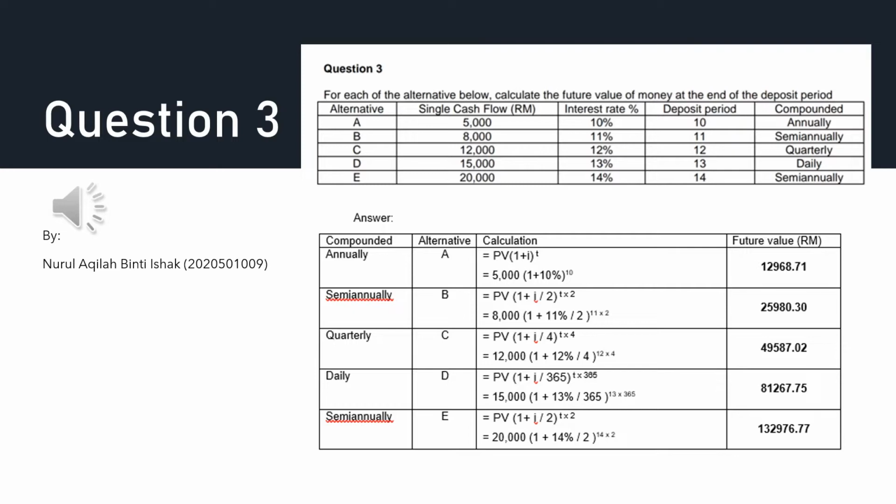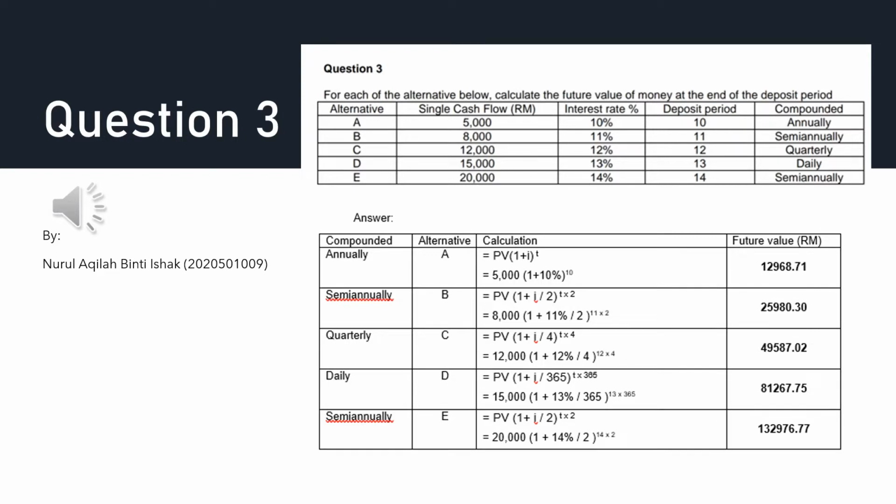For question 3, for each of the alternatives below, we need to calculate the future value of money at the end of the deposit period. So the answer for alternative A, that is compounded annually, with the formula of calculation stated, we will get the future value of 12,968 ringgit and 71 cent.